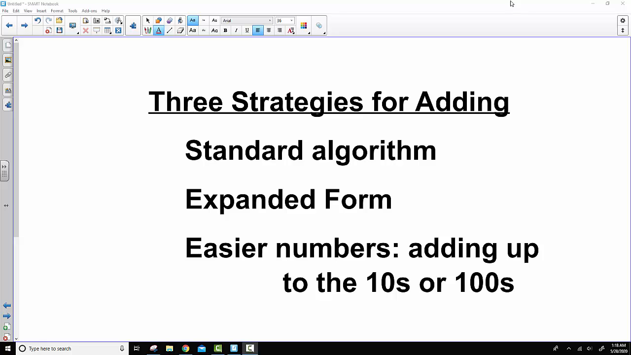And finally, we made an easier problem. We used addition and added up to the nearest 100 to make the addition problem much easier. But in this form, we must also remember to subtract off the digit that we've added to make the problem simpler. So all of these strategies are very valuable, and each of them have a place in addition.